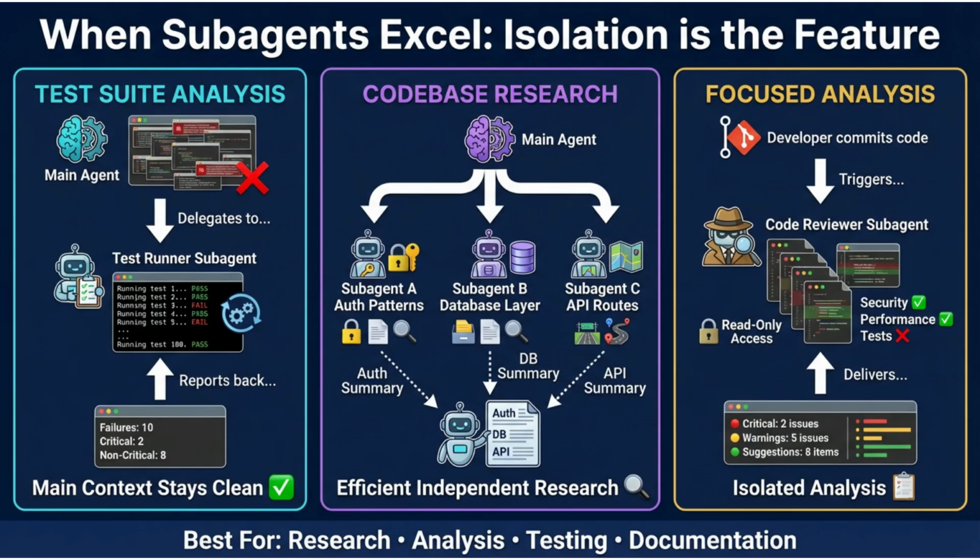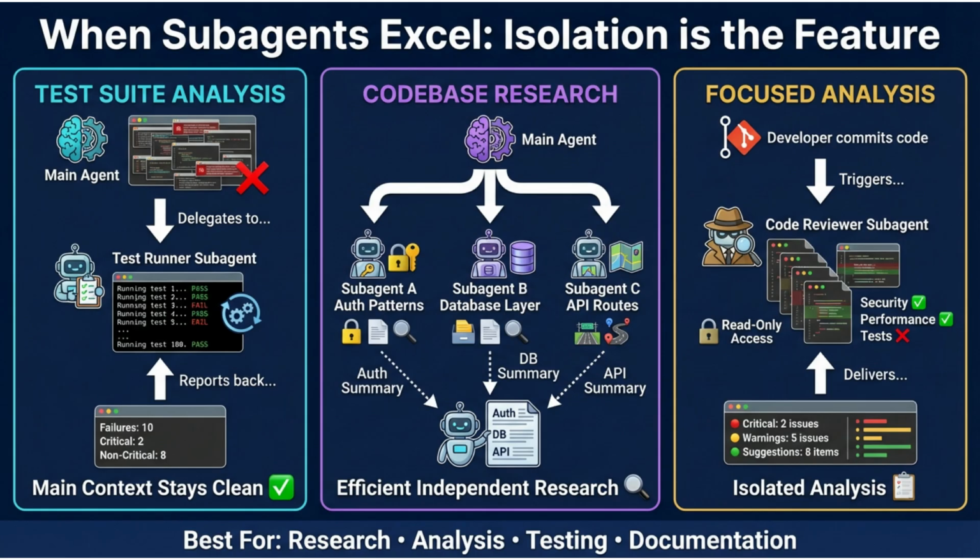Subagents shine when preserving main context and workers don't need coordination. Concrete example, running test suites. Run tests in main conversation, output floods your context. 100 tests, 10 fail, you're carrying 90 useless passing outputs. Subagent solves this. It executes the full suite, analyzes output, reports just the 10 failures with error messages and stack traces. Main context stays clean.